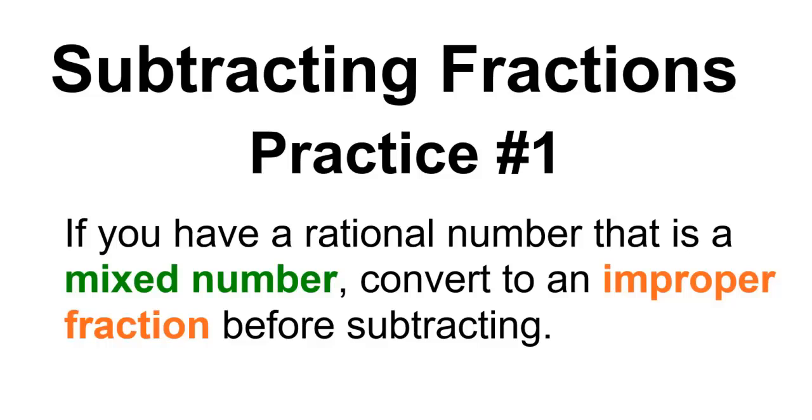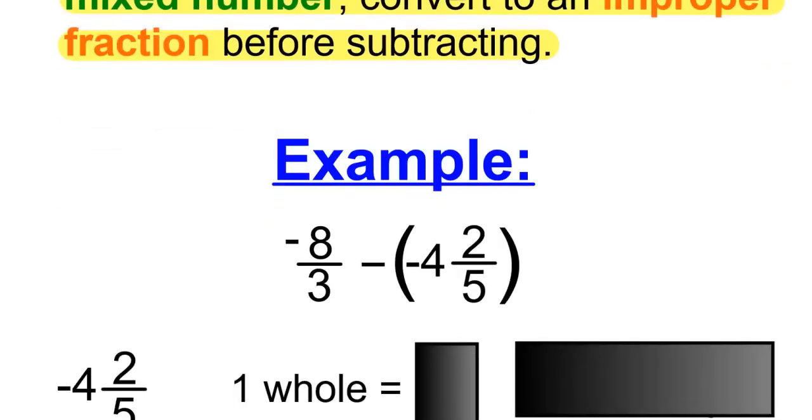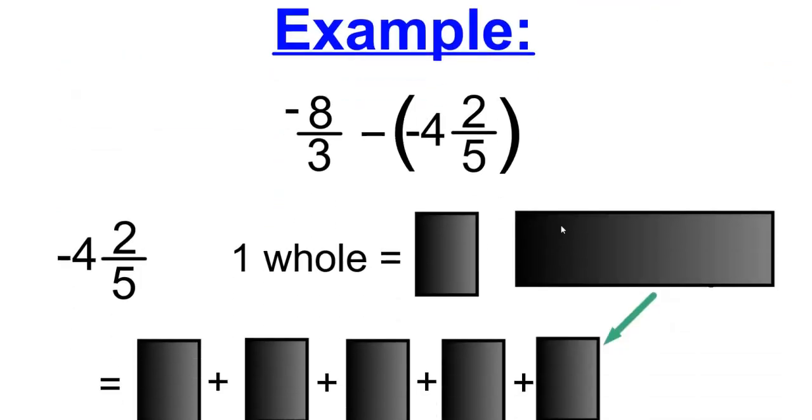Subtracting fractions, practice number 1. If you have a rational number that is a mixed number, convert to an improper fraction before subtracting. Example: -8/3 minus -4 2/5.